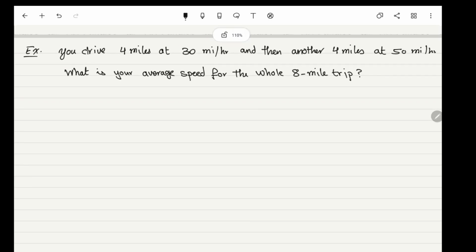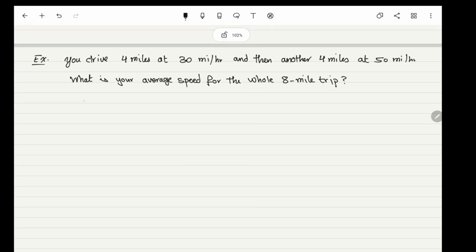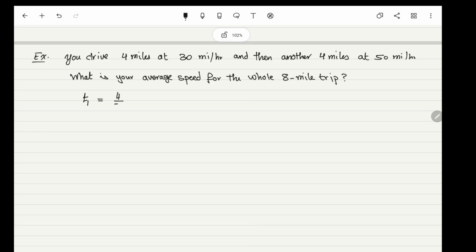So for the first part, T1 equals the distance 4 divided by 30, while T2 for the second part of the trip equals 4 divided by 50. Now the average speed in this case equals the total distance, which in this case equals 4 plus 4, divided by T1 plus T2. And while doing the math, the answer is almost 30 miles per hour.